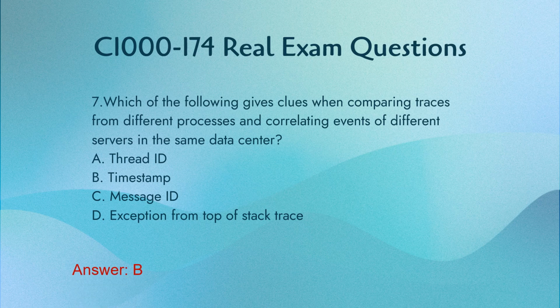Which of the following gives clues when comparing traces from different processes and correlating events of different servers in the same data center? A. Thread ID. B. Timestamp. C. Message ID. D. Exception from top of stack trace.